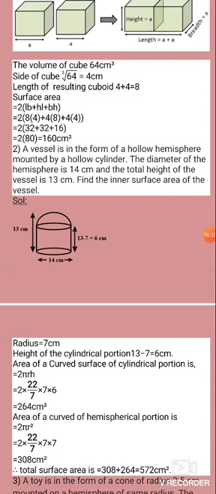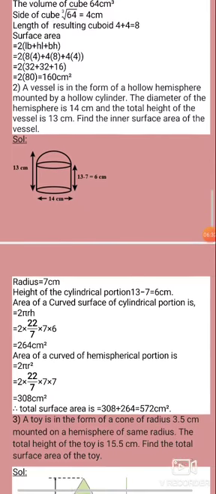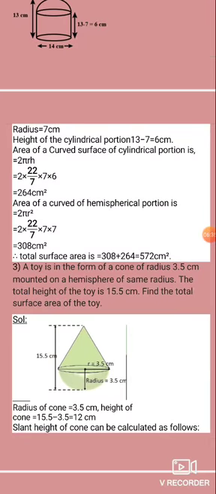308 centimeter square. At last, the total surface area is equal to what? 264 plus 308, which is equal to 572 centimeter square. Now the third question. A toy is in the form of a cone of radius 3.5 centimeter.